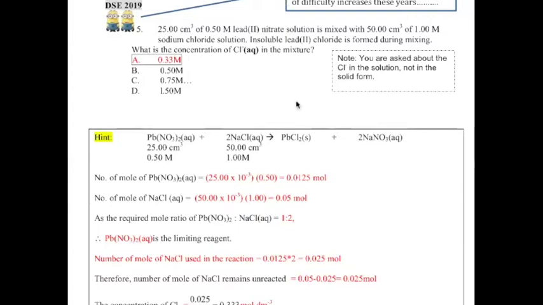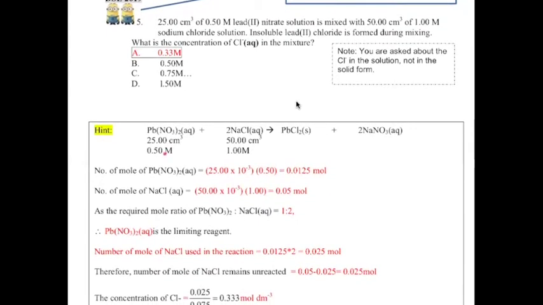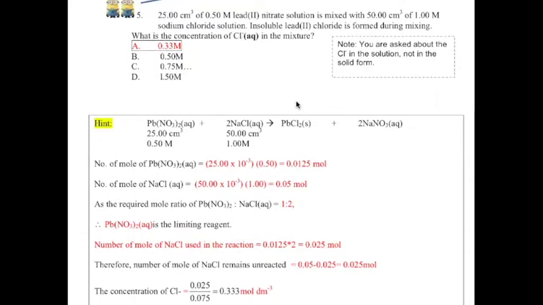So for the first one, whenever you are given the volume and also the molarity, just like Unit 12, you would need to work out the number of mole. After working out the number of mole, by using the ratio, you could work out which one is the limiting reagent. In this case, it would be lead nitrate. Based on the total amount of the limiting reagent used in this reaction, the sodium chloride used should be twice as many as the lead nitrate. So multiply by 2, then that will give you this amount.